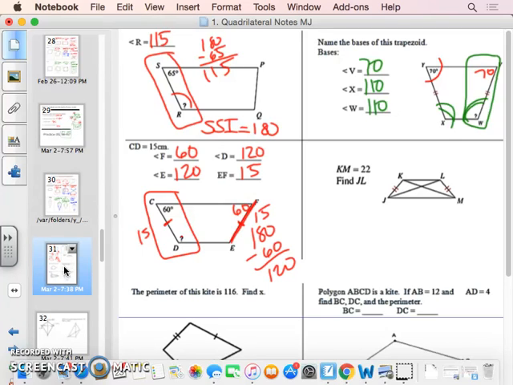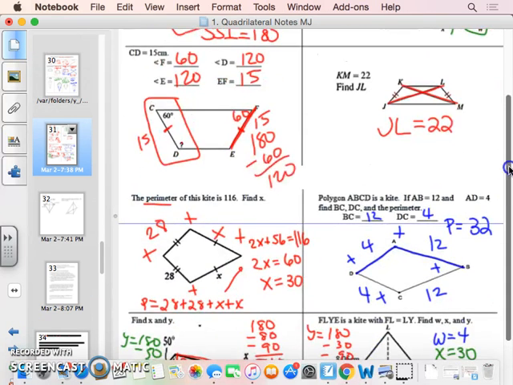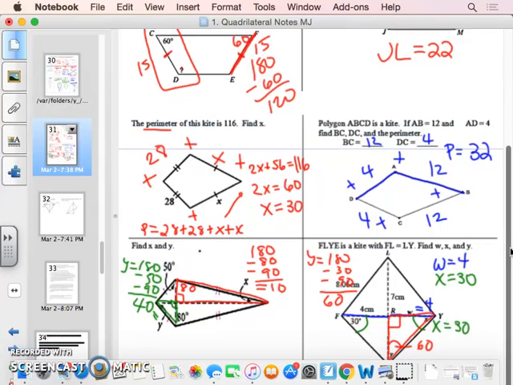Here we go. If I know that KM is 22, well, I know the diagonals of a trapezoid are congruent. So therefore, if KM is 22, JL is also 22. Pause the video, work the next two, come back and see if you get the right answers. Okay, go ahead and check your answers. Pause the video if you need to, and then try this problem.